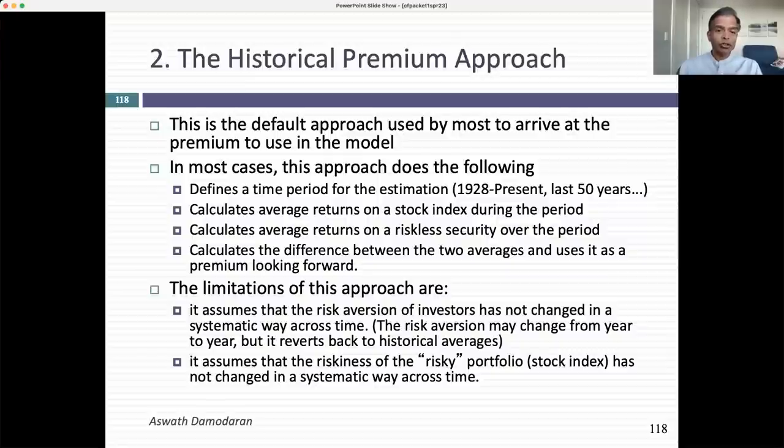Second, you're assuming mean reversion. You know what mean reversion means? Basically, mean reversion essentially assumes that you're going to revert back to the way things used to be before the last 50 years, the last 100 years. I'm going to argue that both those assumptions are shaky. But before I do that, let me show you the historical premiums for US equities going back in time.